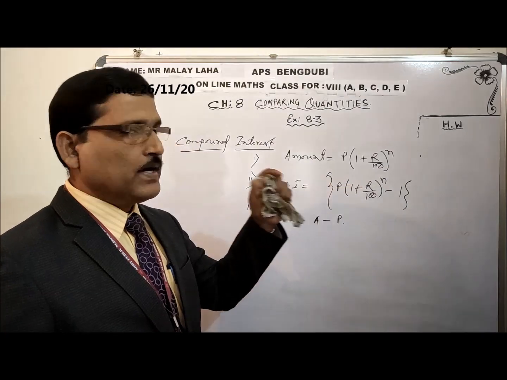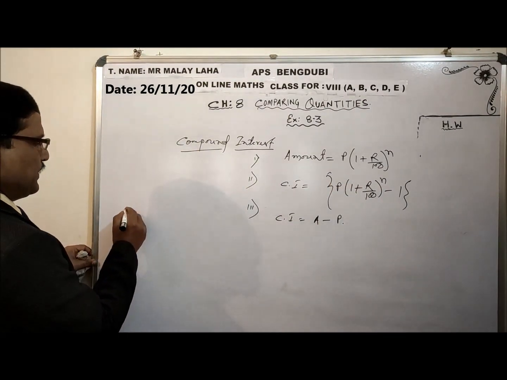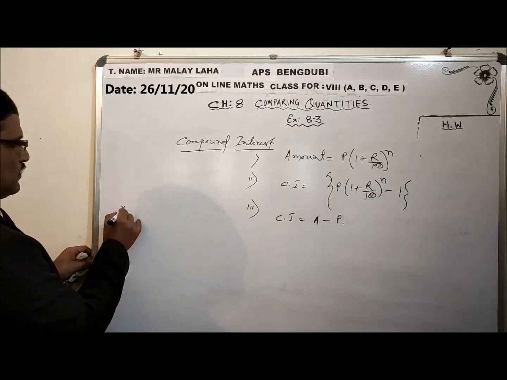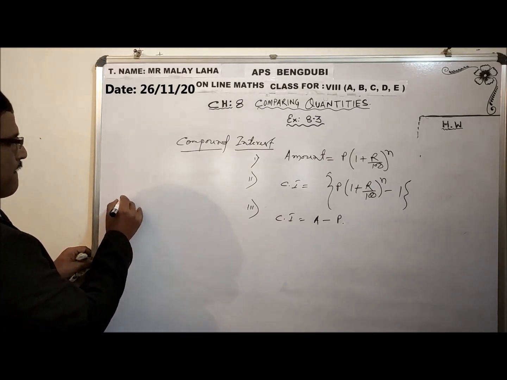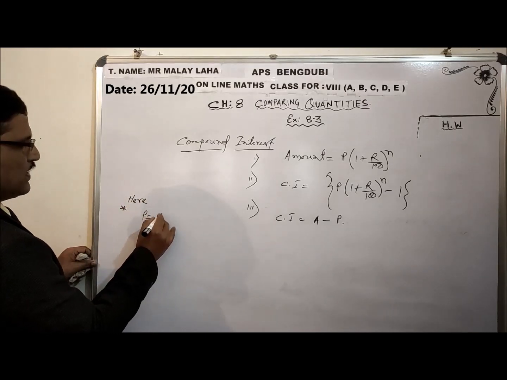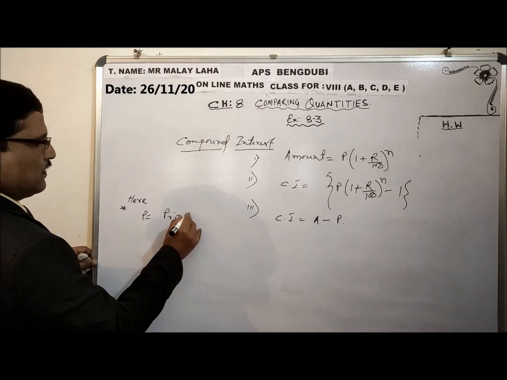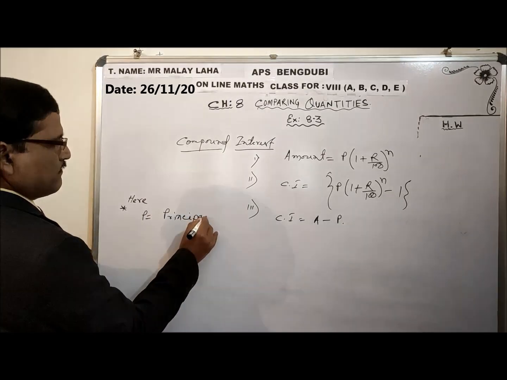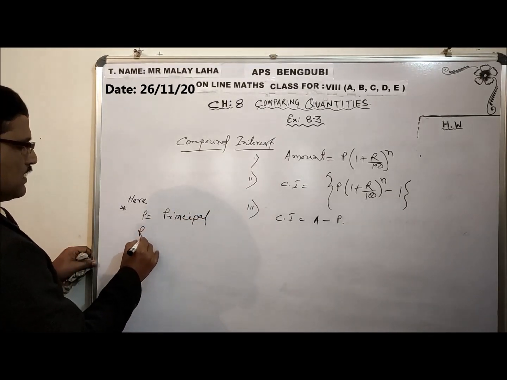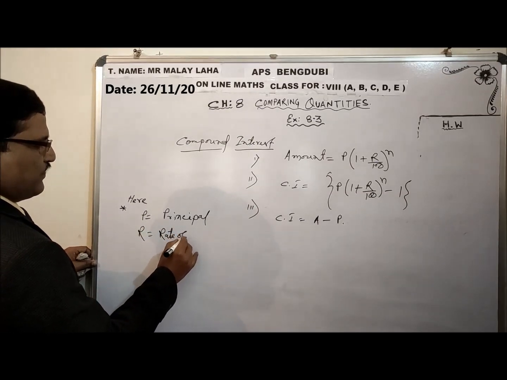Now, each part I have to explain here. Note down, here P refers to what? Principal, the main capital. R refers to rate of interest.